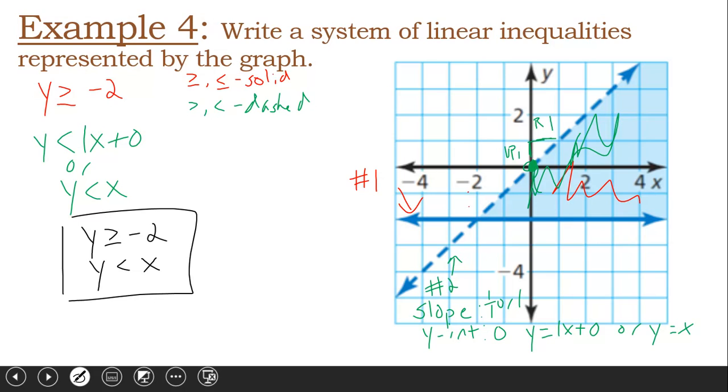So you want to go step by step here. And you want to think to yourself when you're given the graph, which is probably going to be the most challenging part of this lesson, is it a dashed line? Is it a solid line? Did I shade below? Did I shade above? And then determine what the slope and the y-intercept are and think in terms of the equation when you're writing the lines.